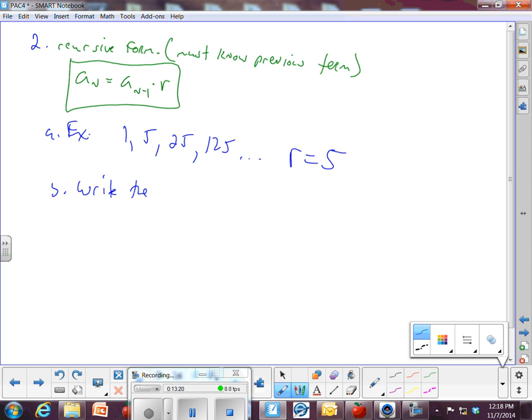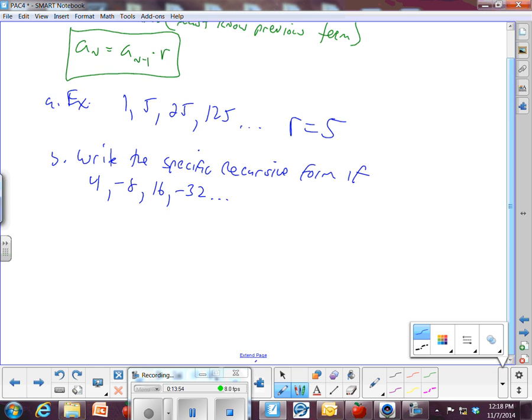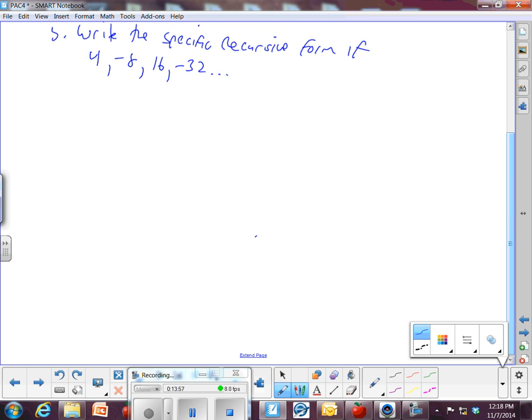Write the specific recursive formula. Here's our sequence. Are you ready? 4, -8, 16, -32, and so on. So that's a 4, comma, -8, comma, 16, comma, -32.